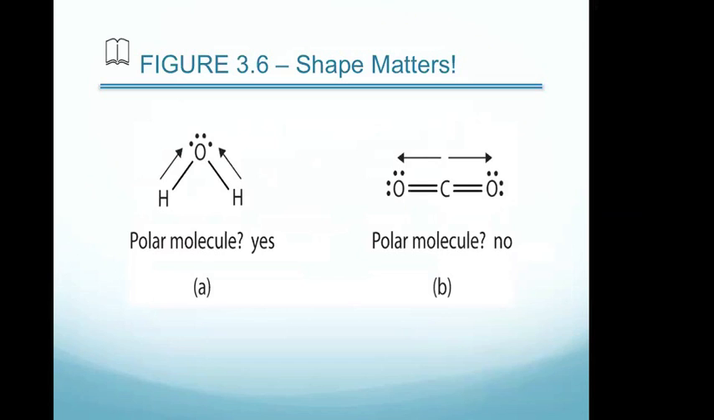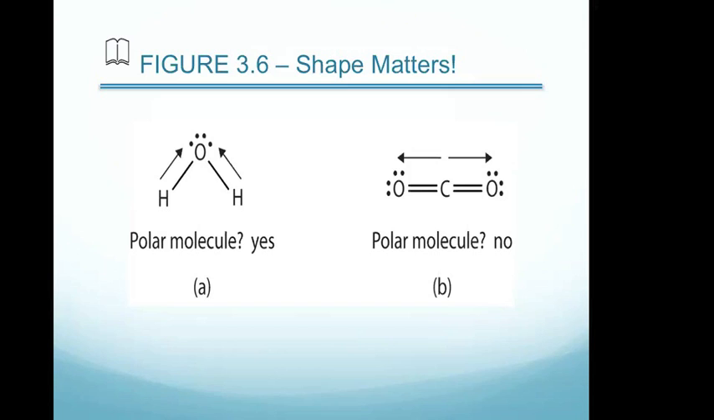Because if I have different elements, but they're balanced out, like on the right-hand side here with carbon dioxide, each carbon-oxygen bond is polar, but they're polar in such a way that they are exactly opposite one another. So we say that that is a non-polar molecule. What we're looking for is symmetry. It's a perfectly symmetric molecule. It's completely balanced out.